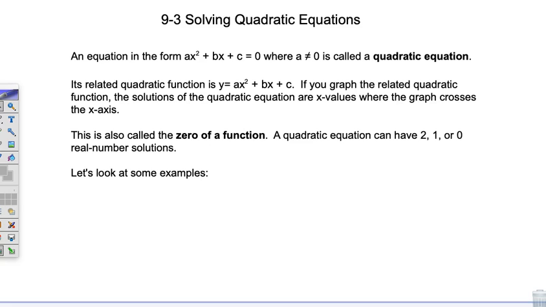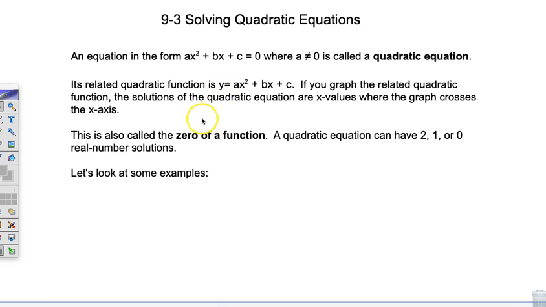Today we're working on 9-3, solving quadratic equations. An equation in this format, ax squared plus bx plus c equals 0, where a cannot be equal to 0, is called a quadratic equation. They're going to reference quadratic function a lot in this section, but it's basically taking the same equation and instead of setting it equal to 0, setting it equal to y.